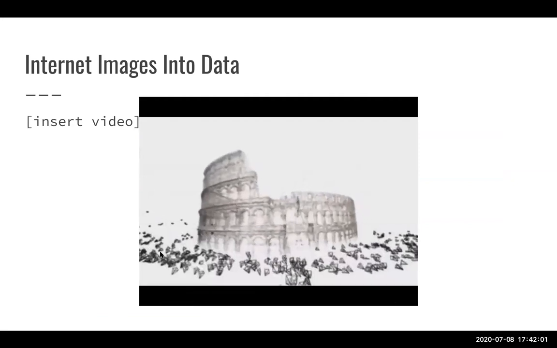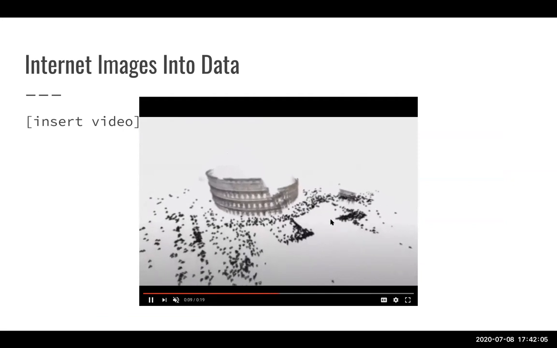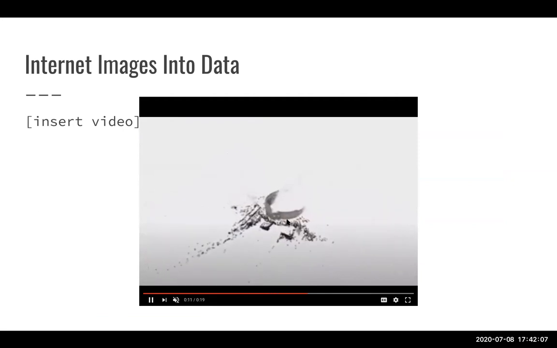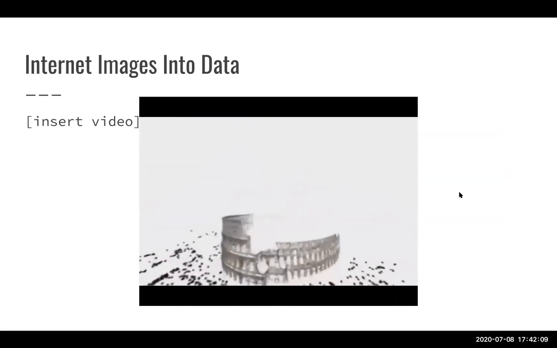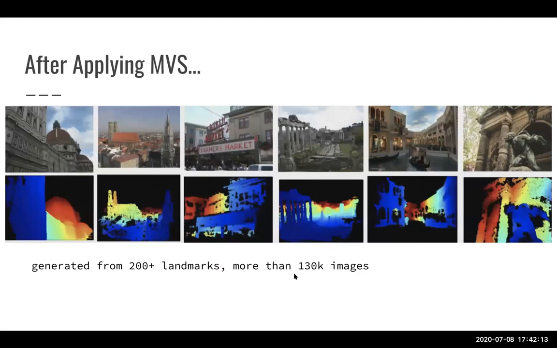So all of these things down here are the pictures that would triangulate to form this 3D point map. So yeah, if you apply MVS and you scrape similarly for more than 200 landmarks, you can get more than 130K images. And once you apply MVS, you can get these colored maps that give you the depth, or what it predicts.